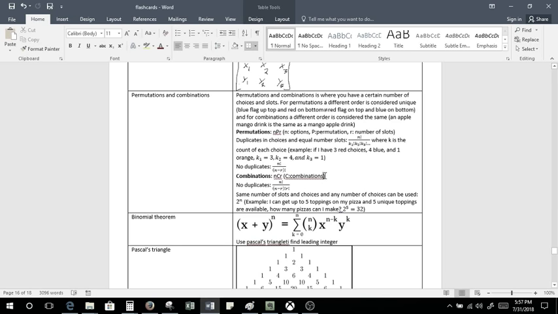When we move on to combinations, the only difference in terminology is we have C standing for combinations. If we have no duplicates, then we have n factorial over n minus r factorial times r factorial. So note that it's very similar to our permutation formula.